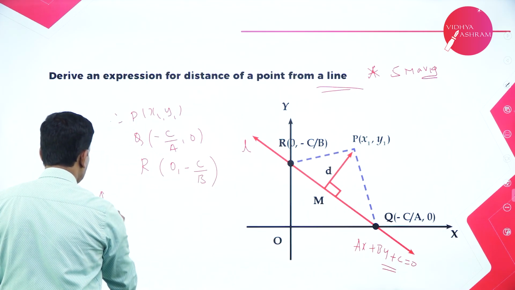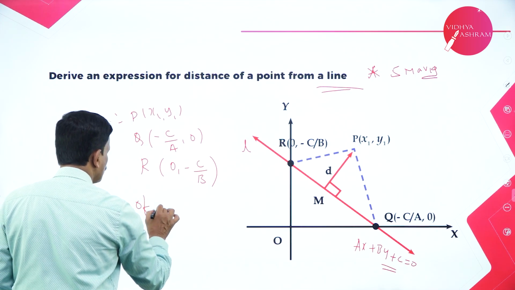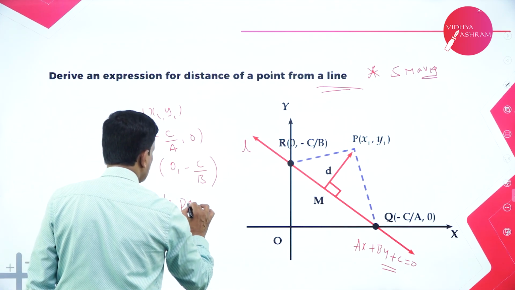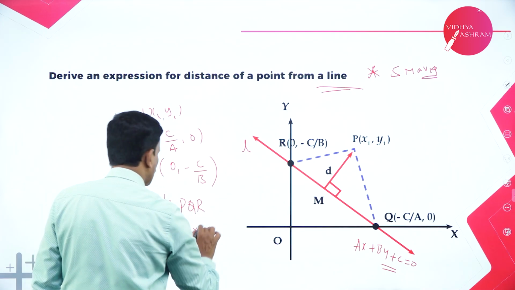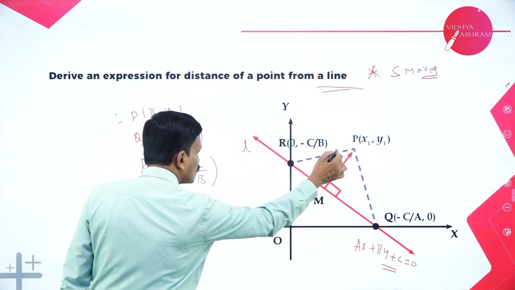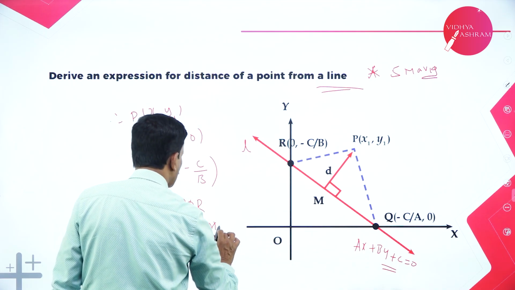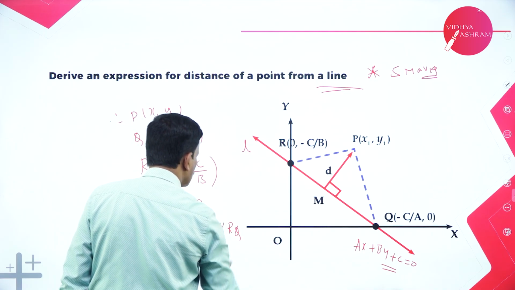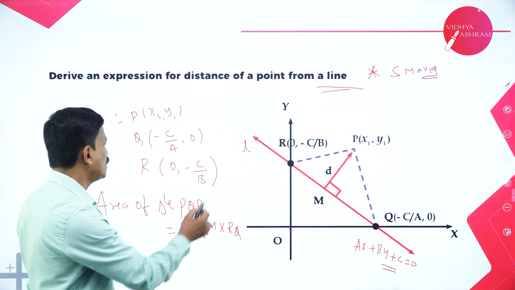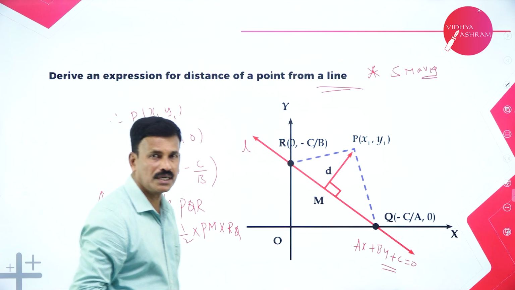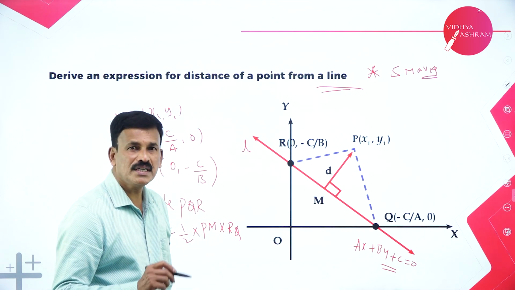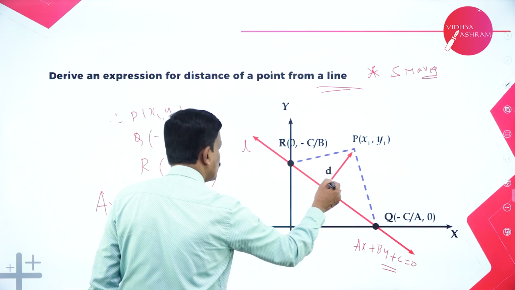So, the area of triangle PQR is equal to half into PM into RQ, the perpendicular distance times the base. Just find out the area. So, area of the triangle PQR is equal to half into PM into QR. Right. Now, what is to be found is the perpendicular distance. What is the perpendicular distance PM?